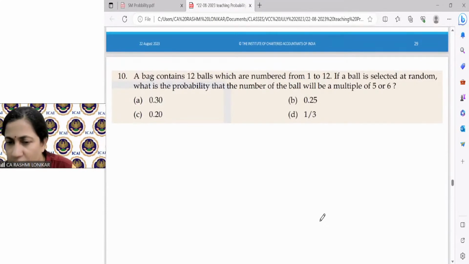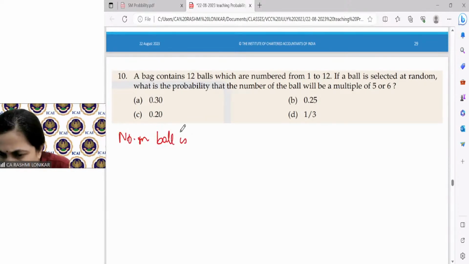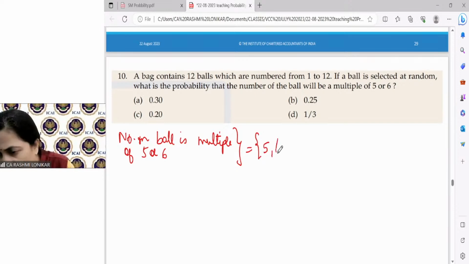Okay, this is the last sum we'll do for today. A bag contains 12 balls which are numbered 1 to 12. If a ball is selected at random, what is the probability that the number of the ball will be a multiple of 5 or 6? So what is the scenario where the number on the ball is a multiple of 5 or 6? You have 5, you have 6.